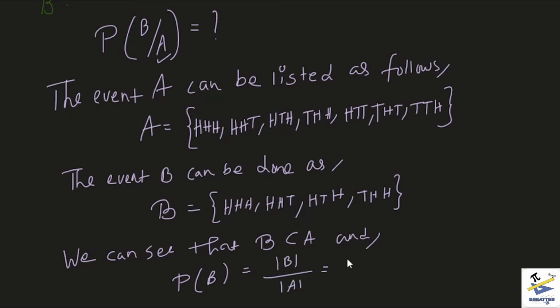So what is mod of B? It's 4. What is mod of A? It's 7. As you can see, it's very easy to find out in this way as well. So this completes the problem.